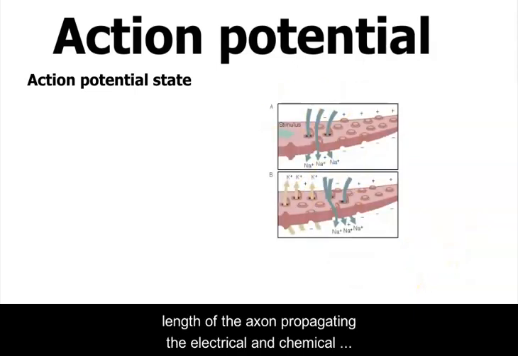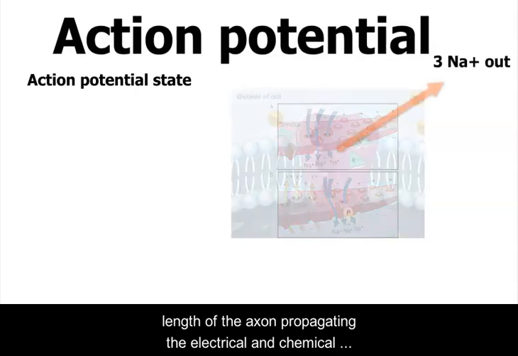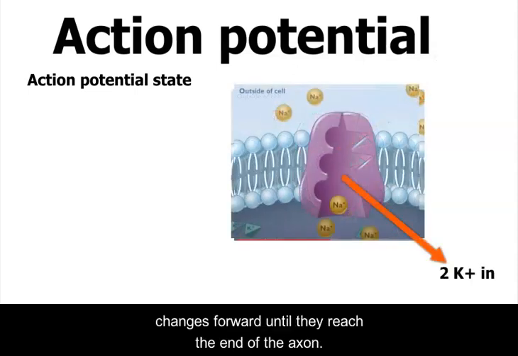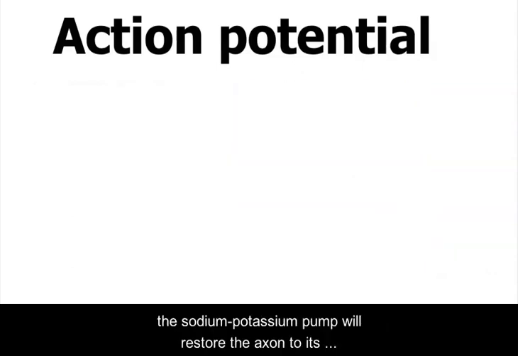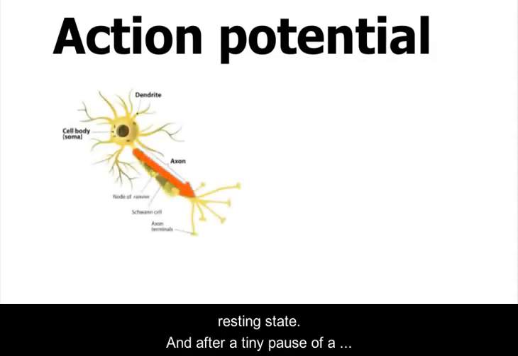Meanwhile, following the action potential, the sodium-potassium pump will restore the axon to its resting state, and after a tiny pause of a few milliseconds, known as the refractory period, the neuron is once again prepared to transmit another action potential.